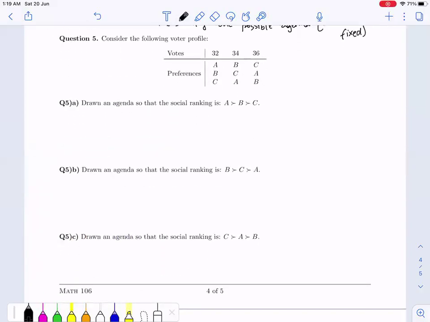For problem 5, you're given this voter profile and you want to draw agendas so that the social ranking is something of your choice. So the first one wants A to win over B to win over C. Note that whenever you have just three alternatives, this means A and B compete in the final round and A wins.